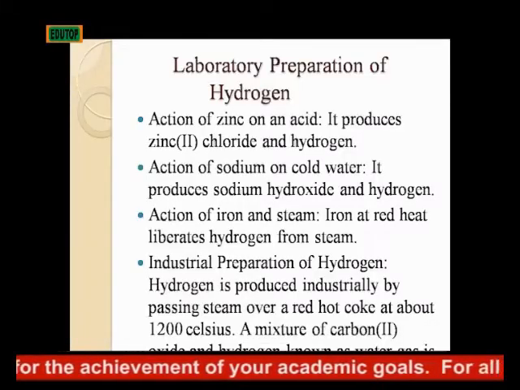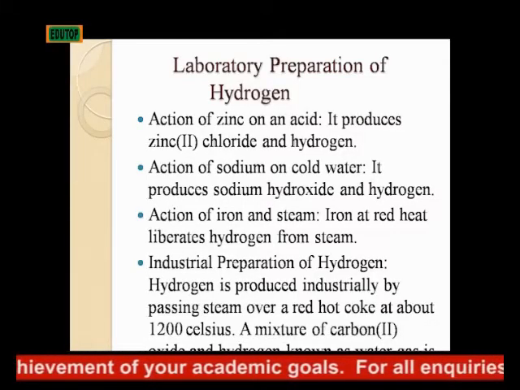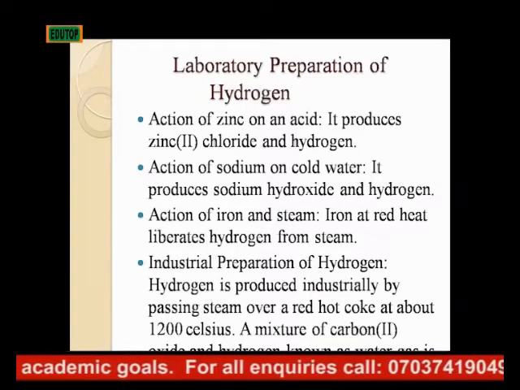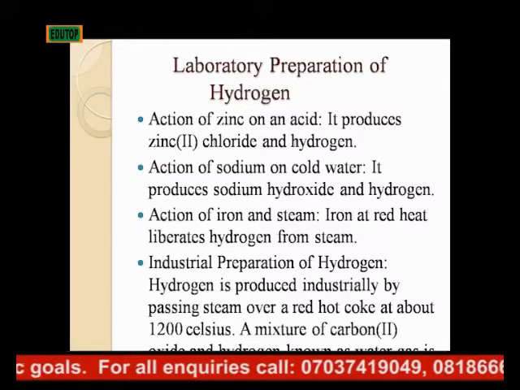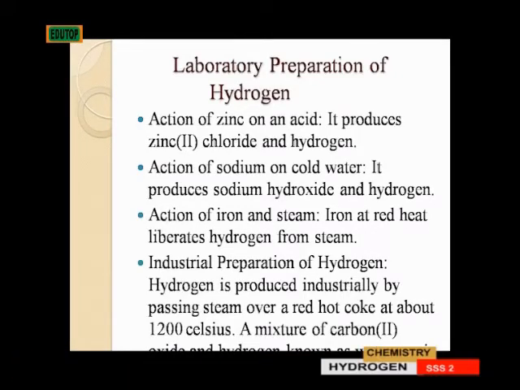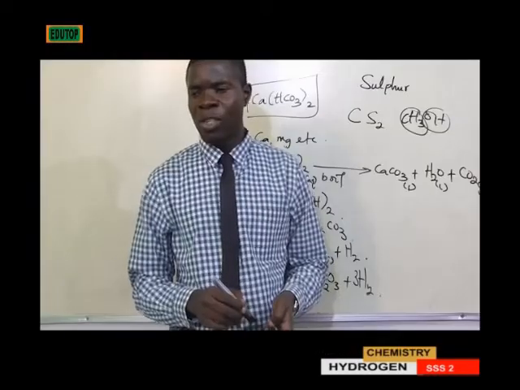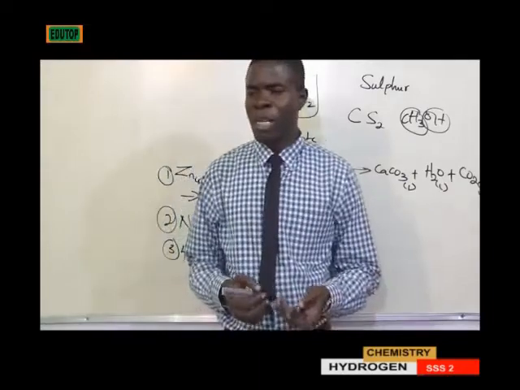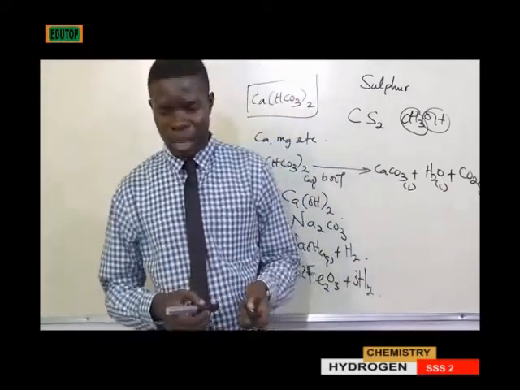Industrial preparation of hydrogen. Hydrogen is produced industrially by passing steam over red hot coke at about 1200 degrees Celsius. A mixture of carbon(II) oxide and hydrogen known as water gas is produced. Water gas is simply a mixture of carbon(II) oxide and hydrogen.